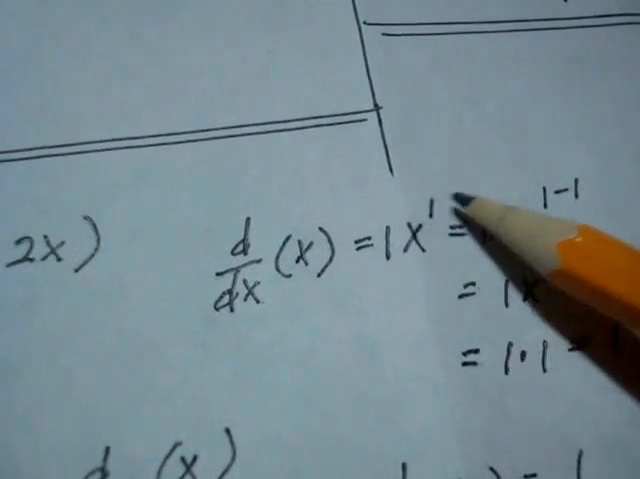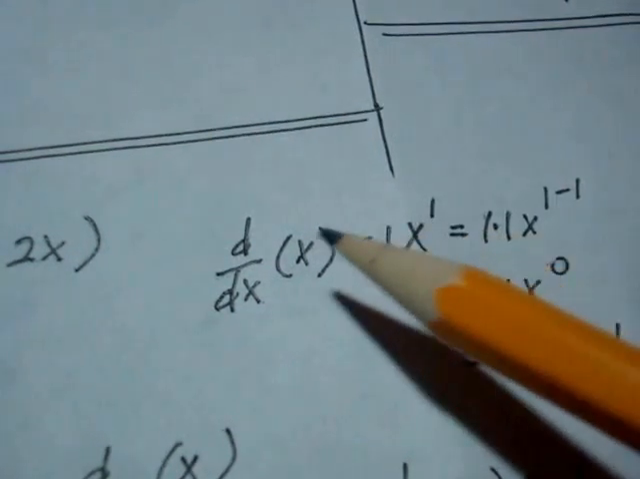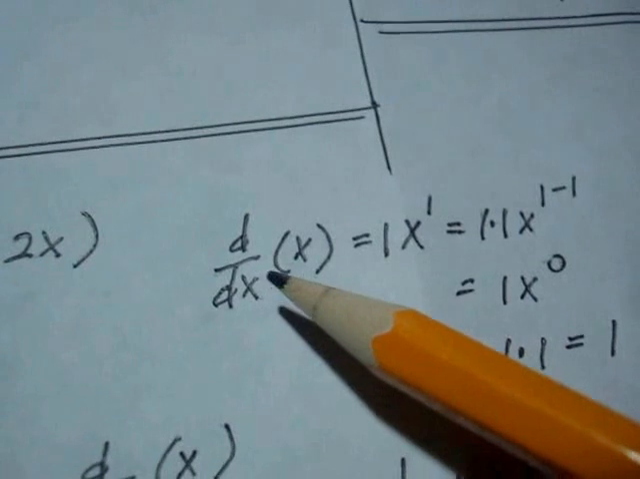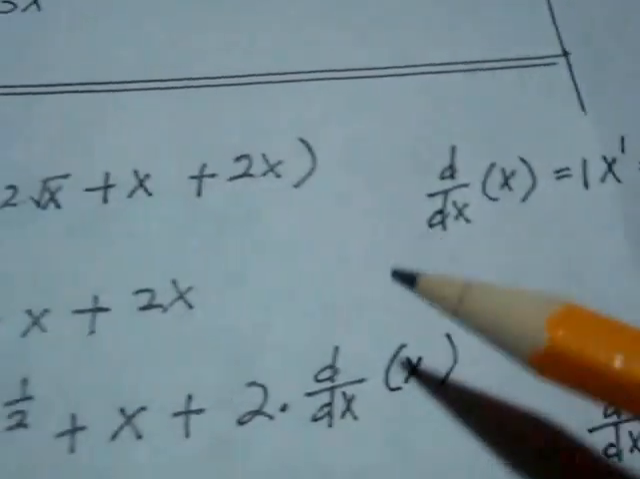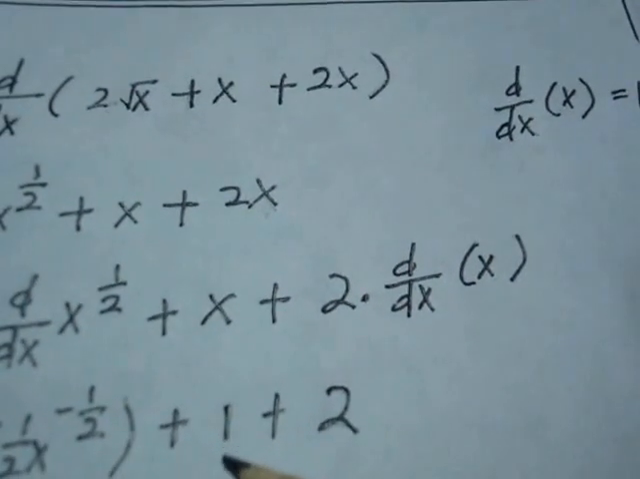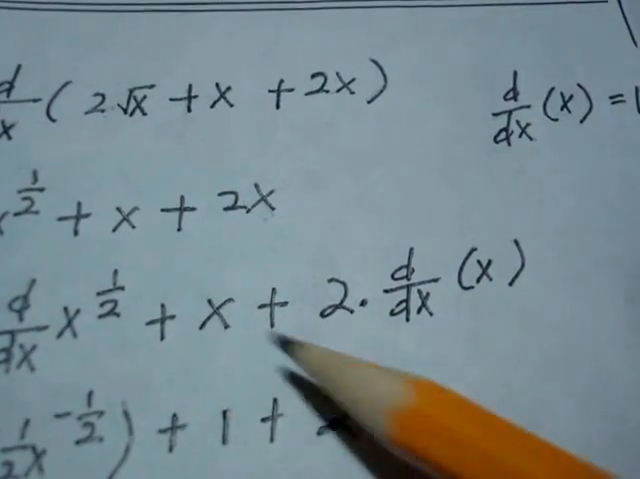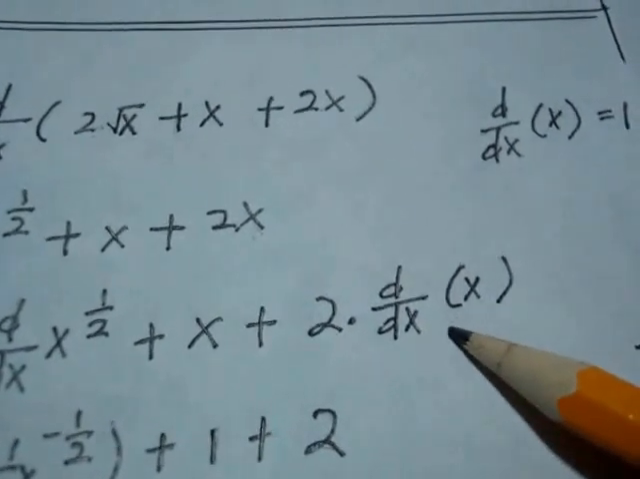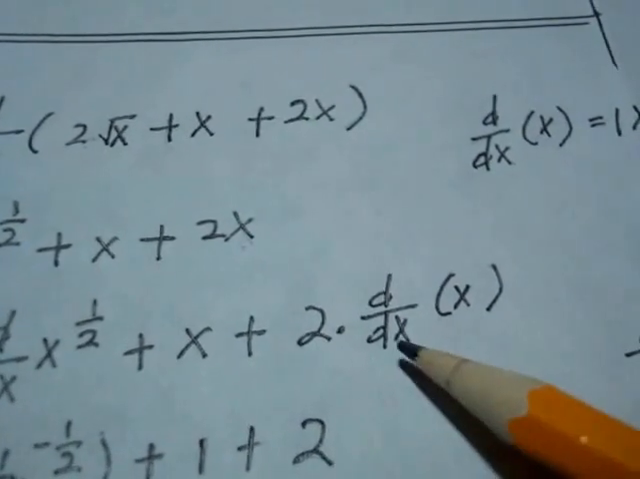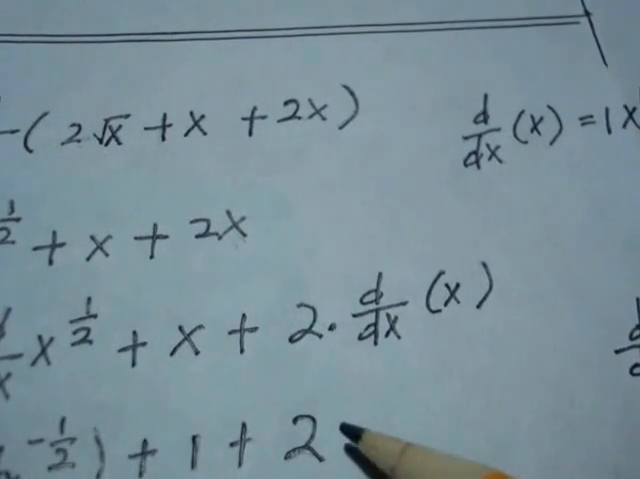If you don't want to do all this tedious algebra, just memorize that every time you take a derivative of x, it equals 1. So this is how you get the 1 right here when you take the derivative of x. And 2 times 1 will become 2, because taking a derivative of x will be 1.